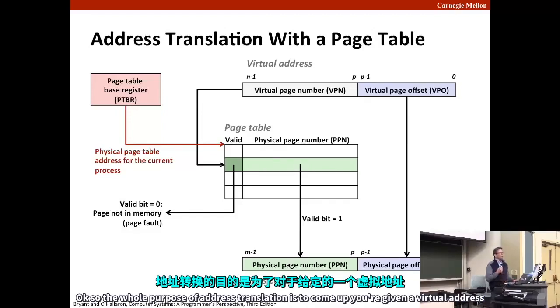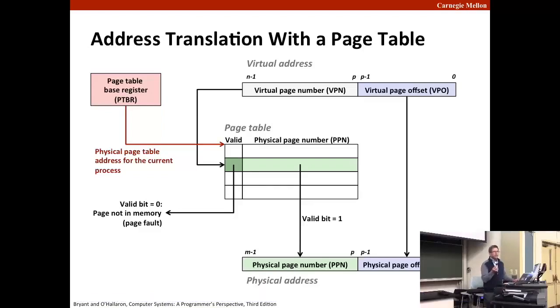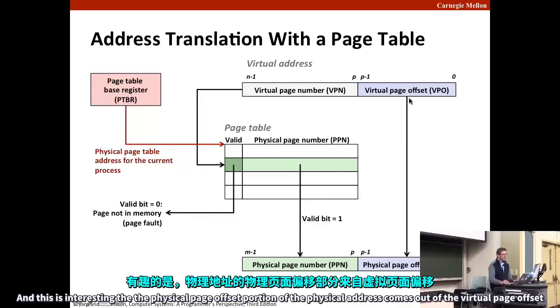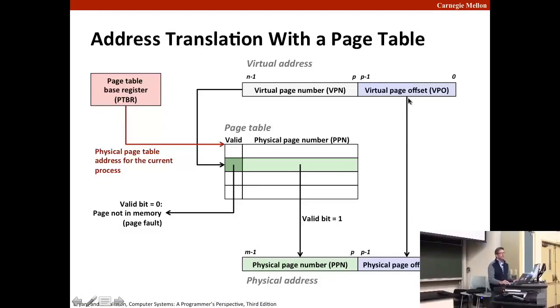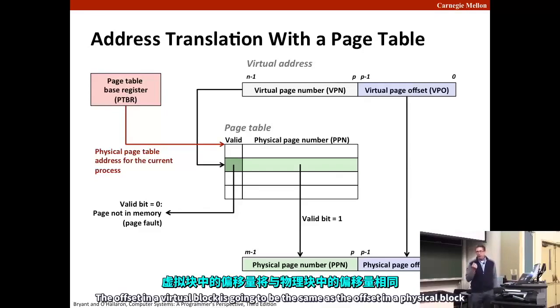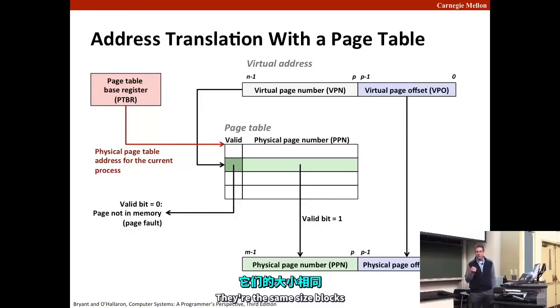So the whole purpose of address translation is that you're given a virtual address, and you want to come up with a corresponding physical address. The physical page number portion of the physical address comes out of the page table entry. And this is interesting: the physical page offset portion of the physical address comes out of the virtual page offset, and those bits are identical. So you should convince yourself that this is true. The offset in a virtual block is going to be the same as the offset in a physical block. They're the same size blocks.